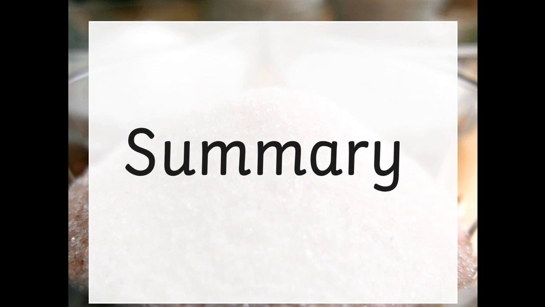So, what have we learned today? We have learned about ionic bonding. And what's the summary? First of all, ionic bonds are formed between metals and non-metals. Ionic compounds contain ionic bonds which are formed by the attraction of oppositely charged ions.